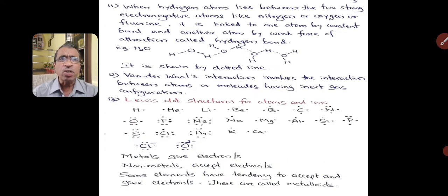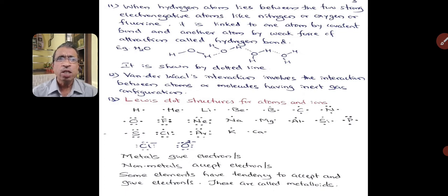Now let us know what this hydrogen bond is. You have already studied about this. When hydrogen atom lies between two strongly electronegative atoms like nitrogen or oxygen or fluorine, in general called NOF, it is linked to one atom by covalent bond and to another atom by weak force of attraction. And this weak force of attraction between the two atoms is known as hydrogen bond.